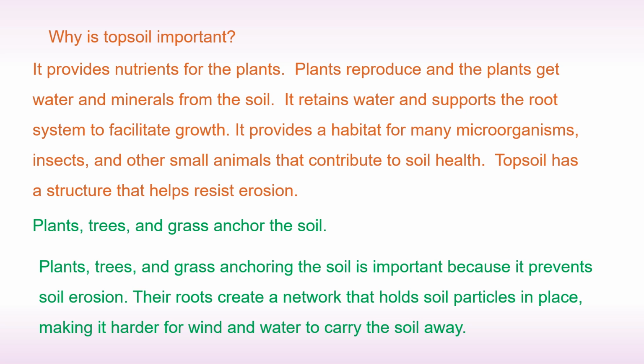Plants, trees, and grass anchoring the soil is important because it prevents soil erosion. Their roots create a network that holds the soil particles in place, making it harder for wind and water to carry the soil away. Remember that if we don't have this to bind our soil together, houses and bridges and everything can get washed away. So having plants, grass, and trees is very important because they anchor the soil.